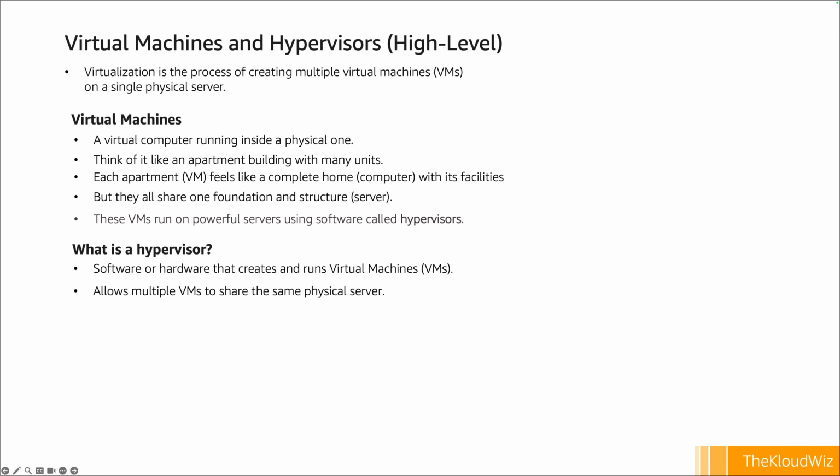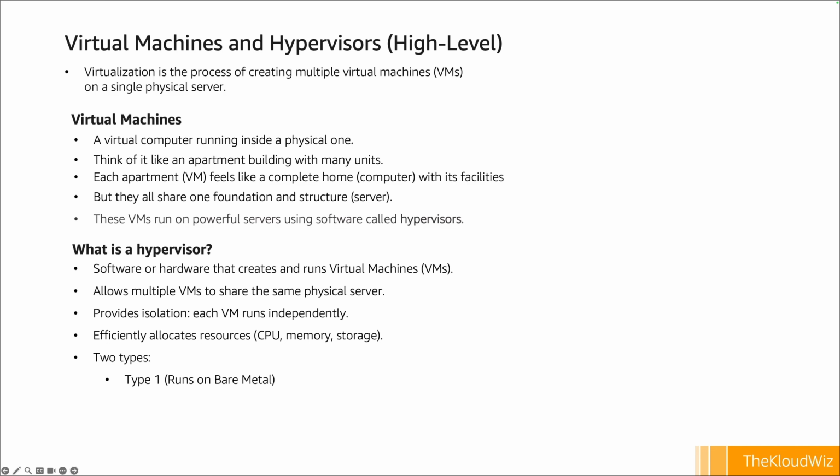It allows multiple virtual machines to share the same physical server and provides total isolation for each one, right? So it means that you don't need one VM for the other one to run. One VM can be off whilst the other VM is on. However, the host machine, that is the physical server, should always be running. Okay. And these hypervisors also efficiently allocate resources like CPU, memory, and storage to each VM when they need it. Now, hypervisors come in two types, type 1 and type 2. We are going to explore that in the next slide.